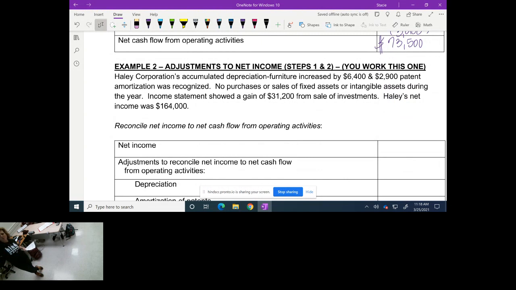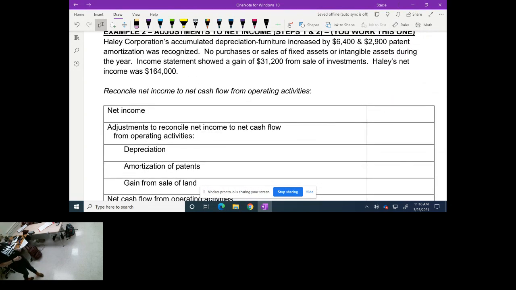All right. Y'all look at this one and see if you can get the right answer on it. Don't hesitate to use page 5.